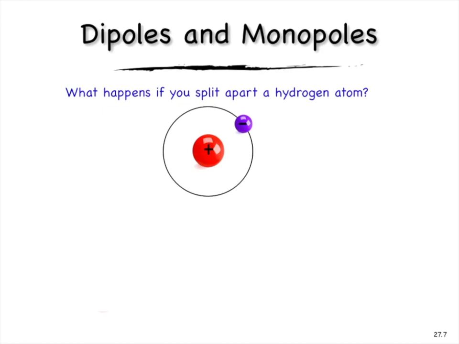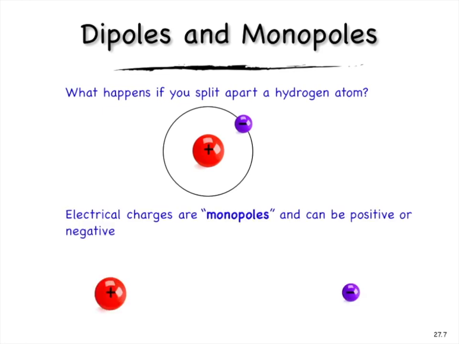There's no fundamental reason that we know of in nature that tells us why this should be. It's just an empirical observation. A lot of people spend a lot of time searching for isolated magnetic monopoles. A monopole would be just a north pole or just a south pole in isolation from its partner. No one's found any.